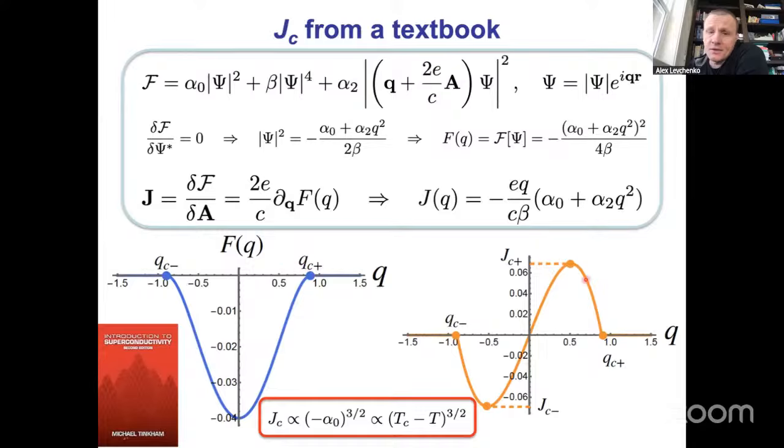So at this value, we can calculate this critical current. In this literature, it's called the depairing critical current. So in the GL region, it scales as a function of T minus Tc with a particular mean field critical exponent, which is 3/2. Okay. All right. So going to the next slide.